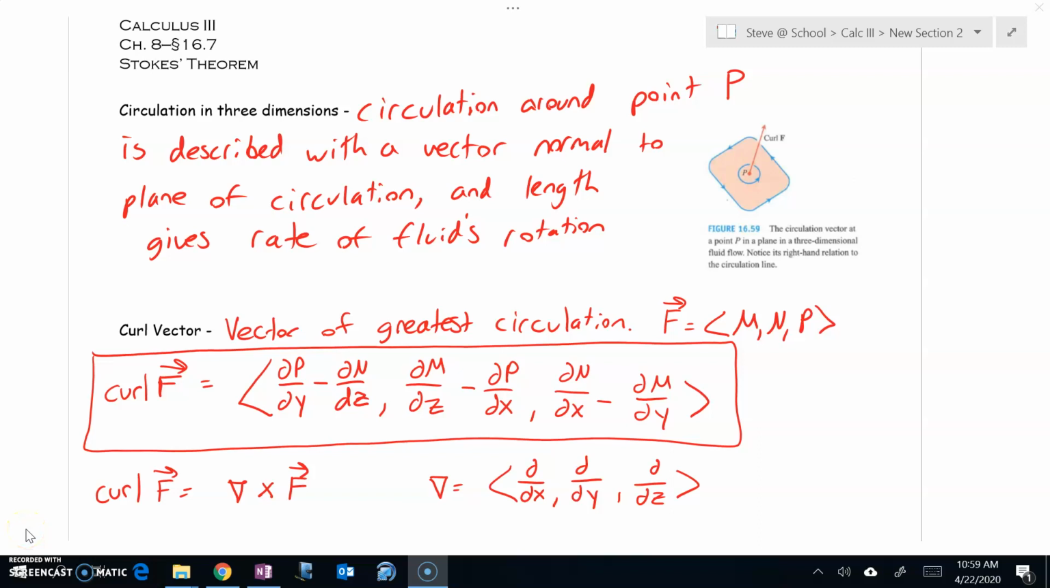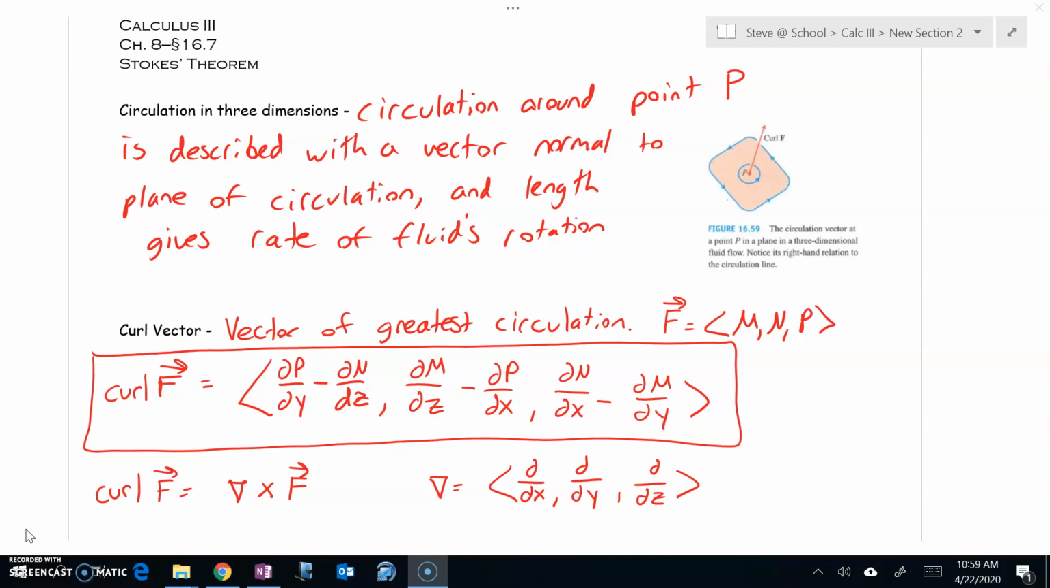Good morning, class. Today we are going to talk about Stokes' theorem. First thing we want to talk about, again, is circulation in 3 dimensions. We were doing circulation with Green's theorem in the last chapter. Again, circulation around a point P is described with a vector normal to the plane of circulation, and the length gives the rate of the fluid's rotation. That's called the curl of the field.